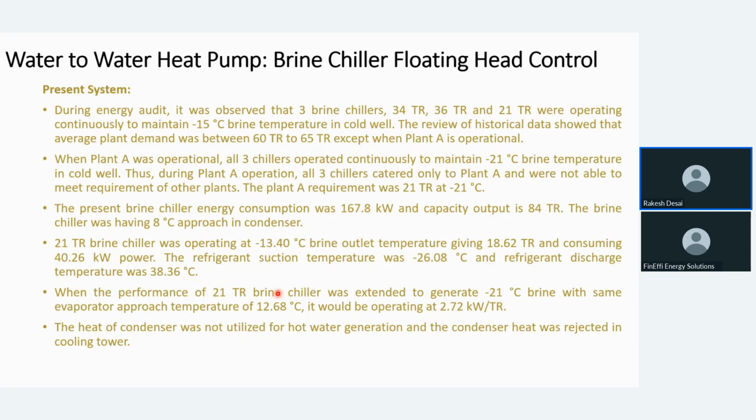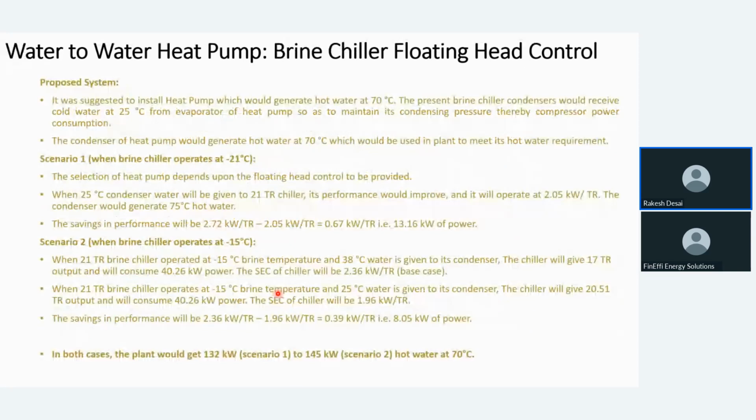Now we come to what we have proposed. What we propose is to install a heat pump which will generate hot water at 70 degrees centigrade. The brine chiller condenser would receive cold water at 25 degrees centigrade from the evaporator of the heat pump so as to maintain its condensing pressure at a uniform level. Thereby, the compressor power consumption will also be constant and the specific energy consumption of the compressor will come down.